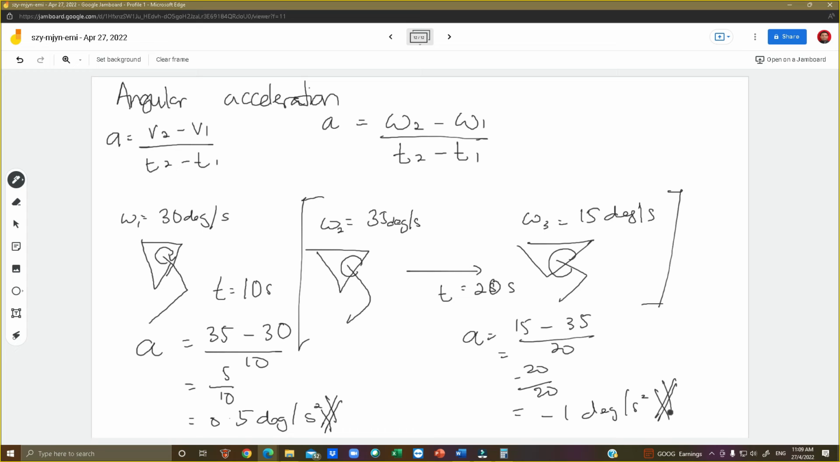This is how we explain acceleration in terms of angular. Benda yang sama, but the unit will differ. The place where we seek the information will differ. Itu adalah angular acceleration.